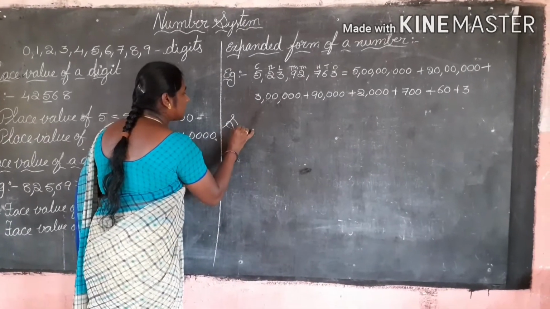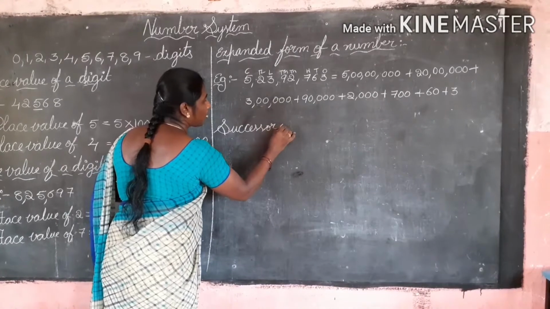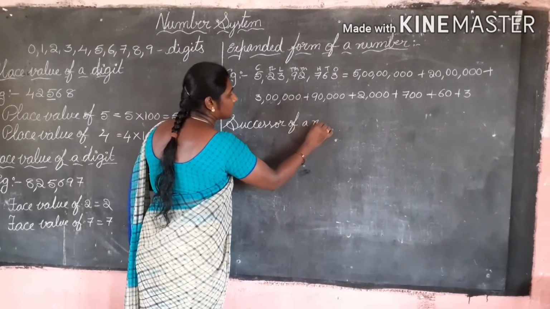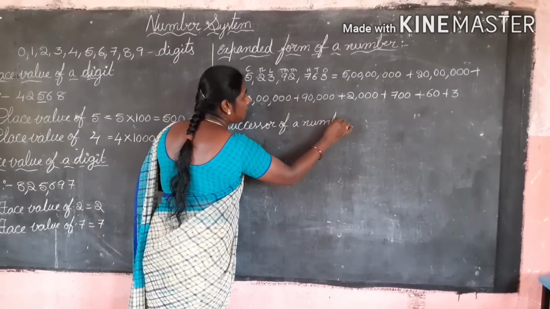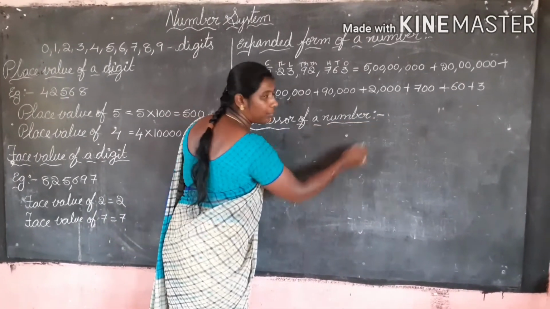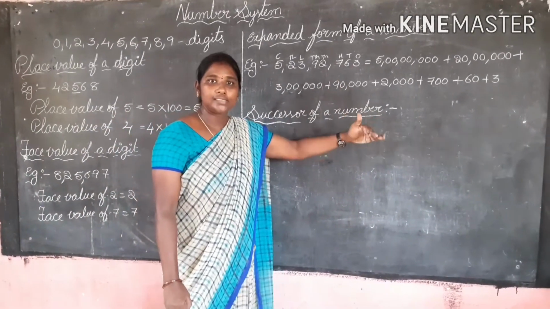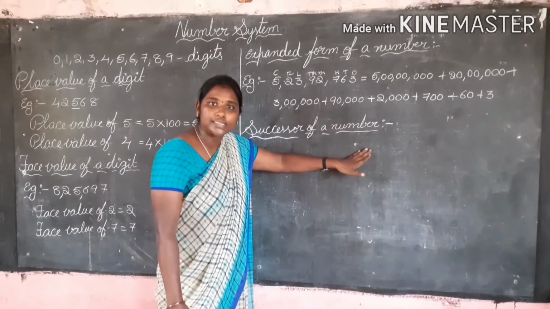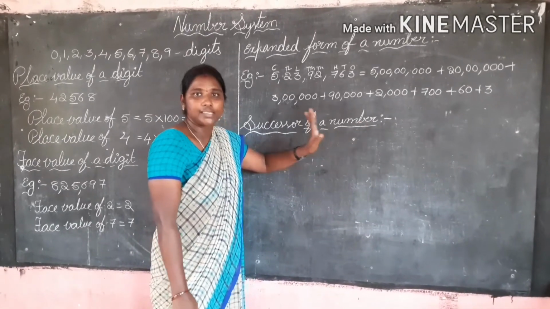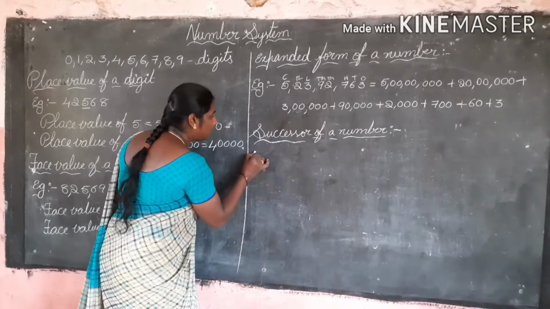Next one, successor of a number. Successor means we add 1 to the given number. Successor means the number after. How do we get the successor of a number? To get the successor of a number, we add 1 to the given number.